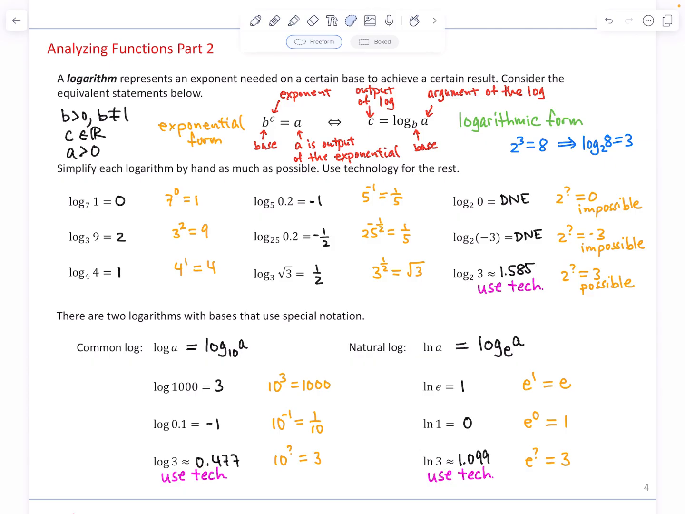I encourage you to type in many of these logs using a calculator to confirm the answers we've been getting, even for those cases where we did not need a calculator, and see what the technology says in those cases where we said the answer was does not exist. Okay, moving on to the next page.